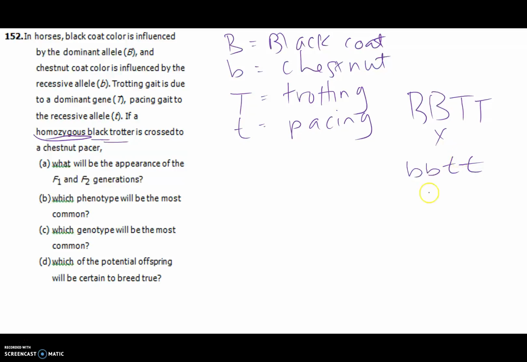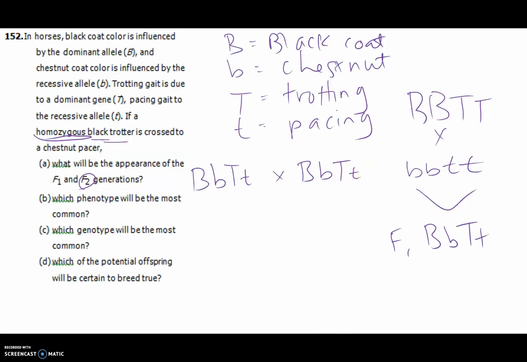Okay, well, if I cross these two parents, I know that all of the offspring of the F1 are going to be heterozygous for both traits. Then, to find out the F2 generation, you would take your heterozygous F1 crossed with another F1.